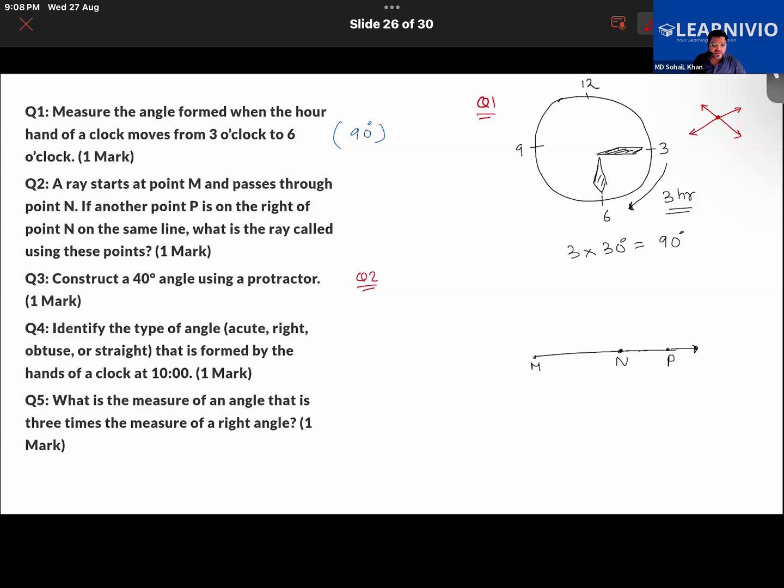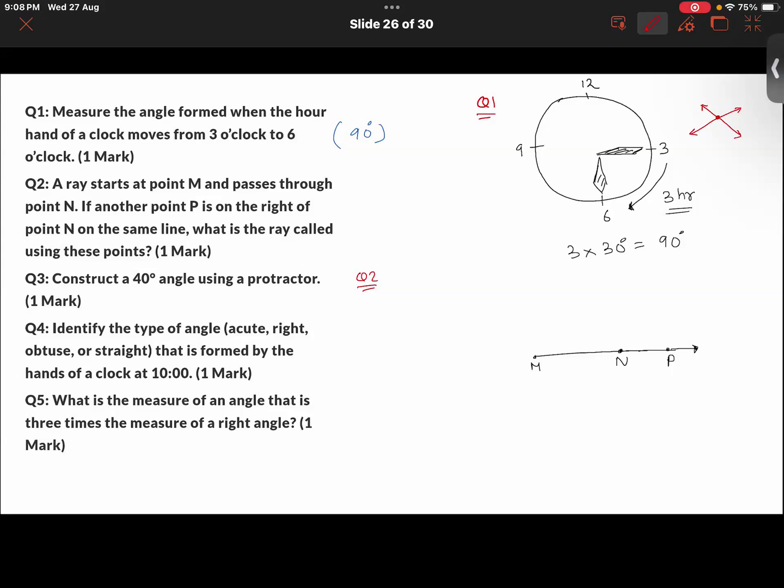So for the second question, what will be the name of this ray? It can be named MN or MP. It can be named in different ways, MN as well as MP. Also NP.